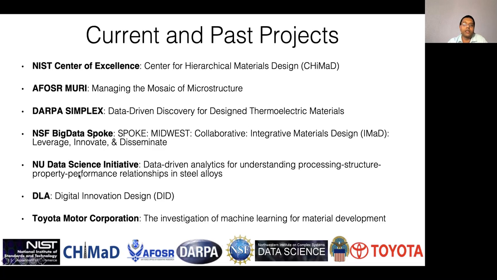This was some internal Northwestern funding for exploring data-driven analytics for steels, based on which we got some external funding from Defense Logistics Agency, where we are now looking at data from Navy hull steels. And then there has been a lot of interest lately from industry. A lot of companies have approached us to try to learn and apply and integrate these techniques into their industrial workflows. And here is one such relationship with Toyota that was formalized a couple of years ago.